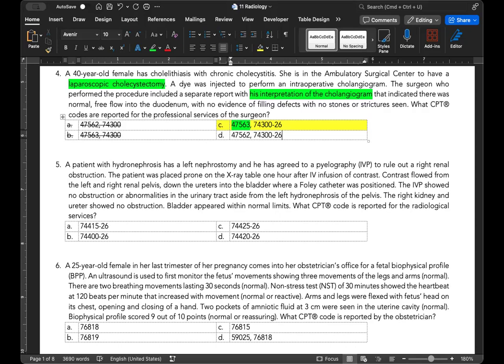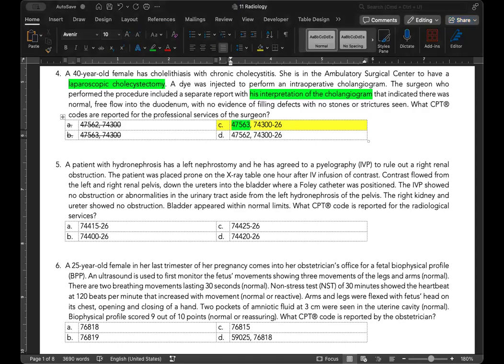The contrast flowed from the left and right renal pelvis down to the ureters into the bladder, where a Foley catheter was positioned. The IVP showed no obstruction or abnormalities in the left urinary tract aside from the left hydronephrosis of the pelvis. The right kidney and the ureter showed no obstruction. The bladder appeared within normal limits. So what CPT code are we going to report for the radiological service?